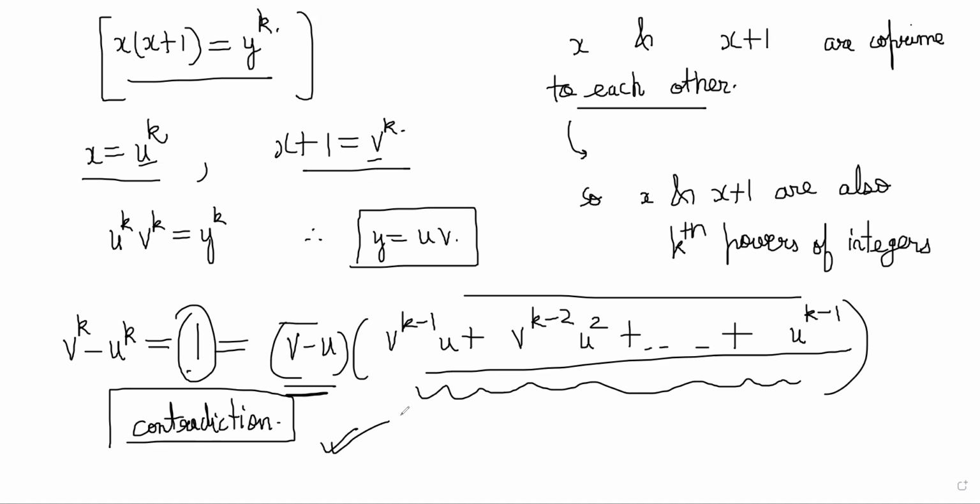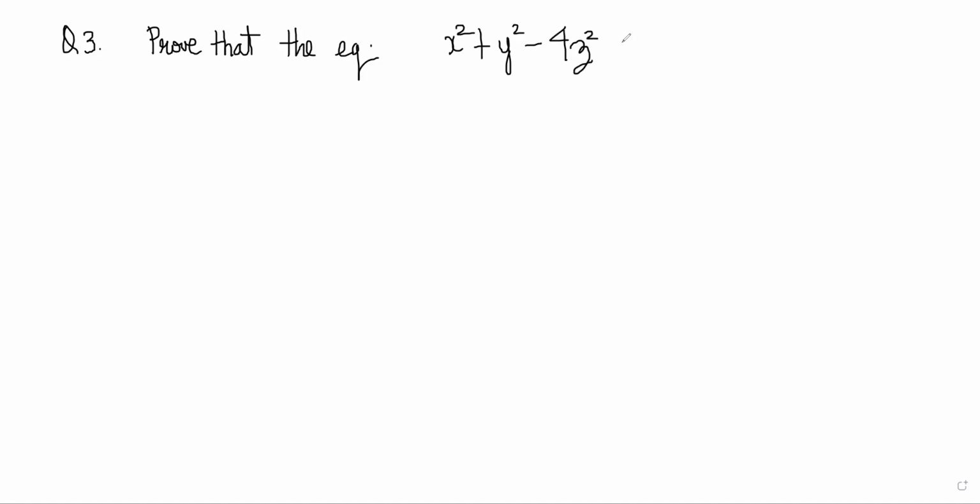Okay, let's move on to the next idea. Now we look at equations that we'll solve using the congruence method. This is question 3. We have to prove that the equation x square plus y square minus 4z square equal to 7 has no integer solutions. So what is the congruence method?